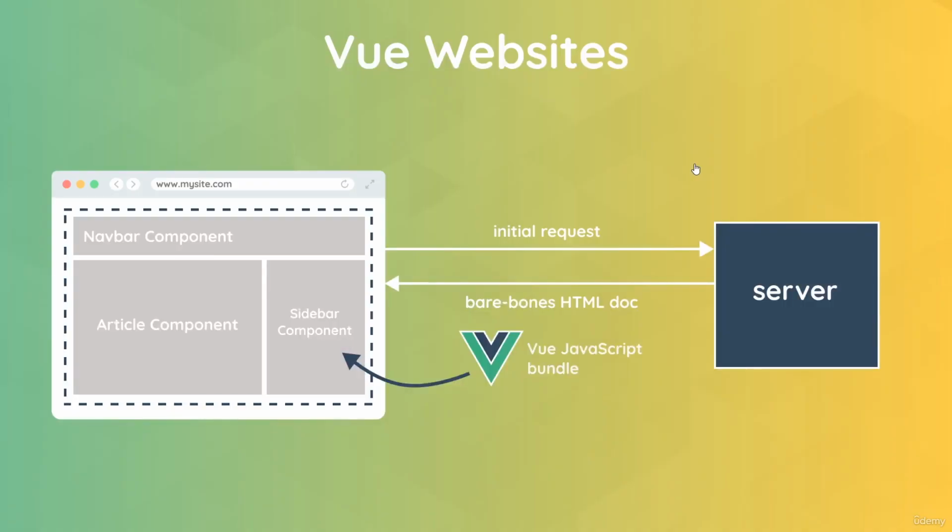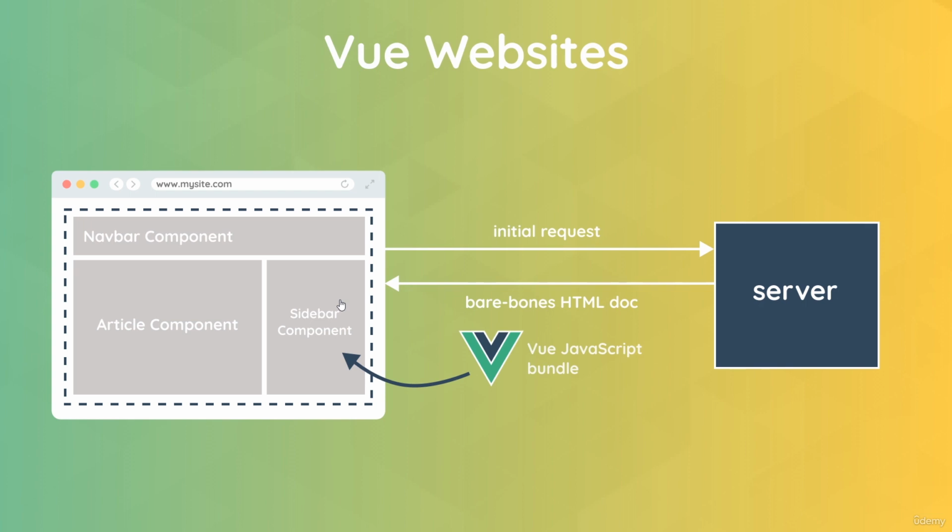Remember, we talked about SPAs or single page applications earlier in the course, whereby a single HTML page is sent back to the browser from the server, and then Vue takes control of the whole application from then onwards and injects whatever components make up the website into the HTML page. And that is the kind of website we'll be creating with the Vue CLI.